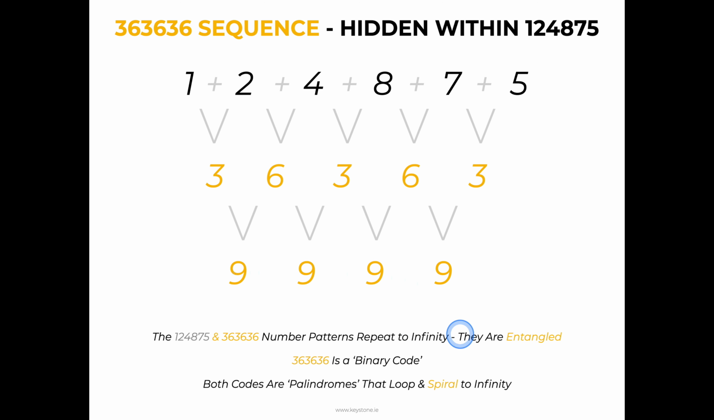And both patterns are entangled. They're independent, but they're interwoven. 3, 6, 3, 6, 3, 6 is a binary code, and we're going to speak about that later. And both codes are called palindromes. In other words, they loop forwards or backwards in the same repeating pattern to infinity.